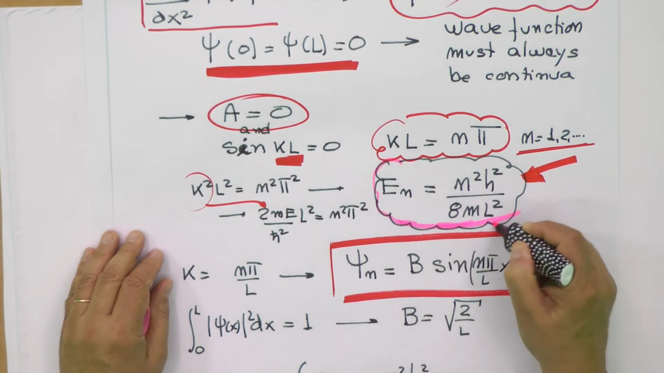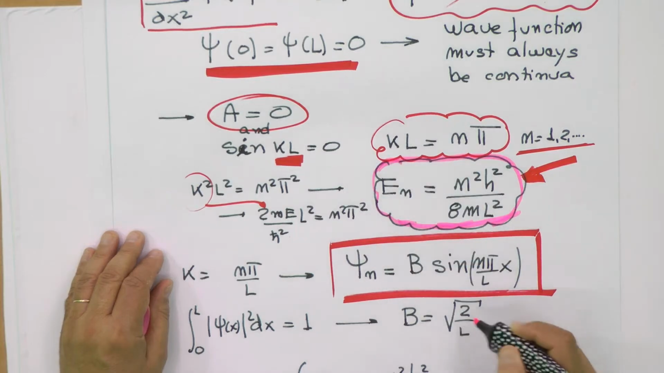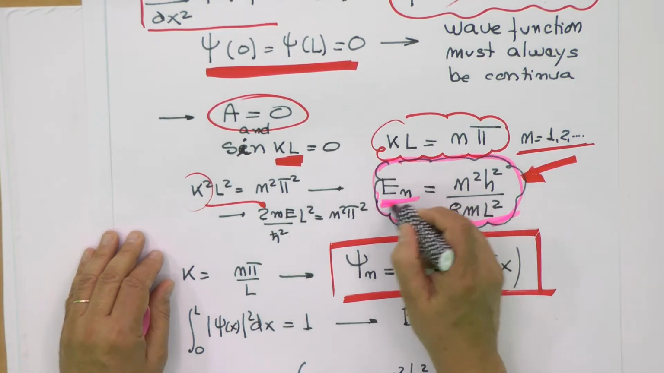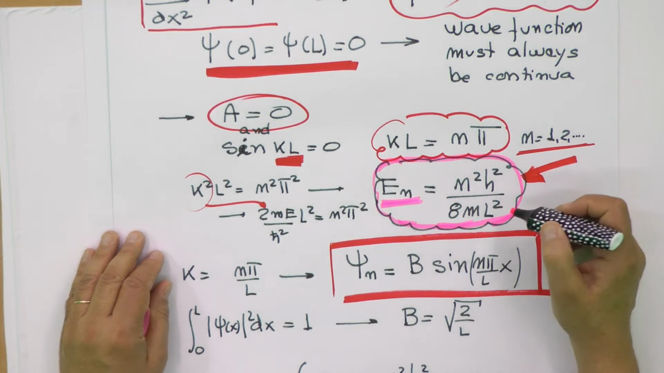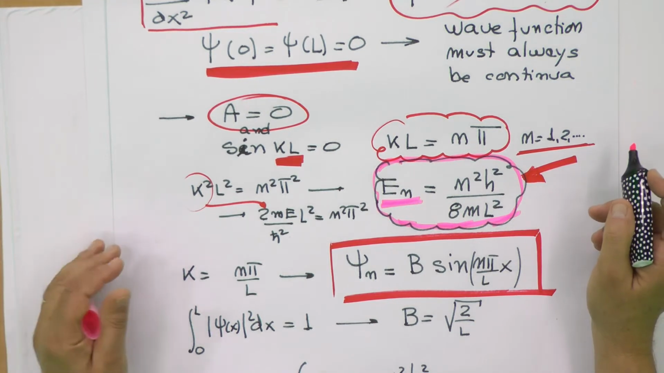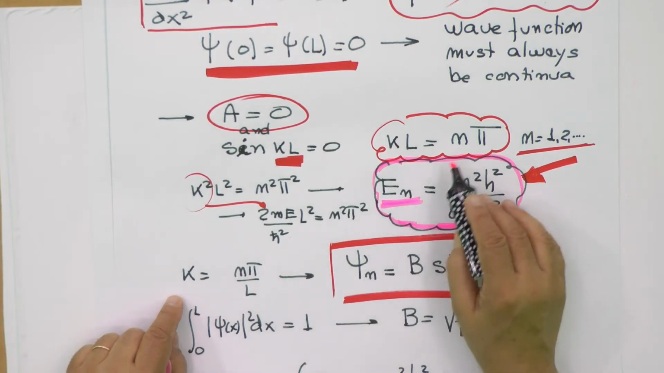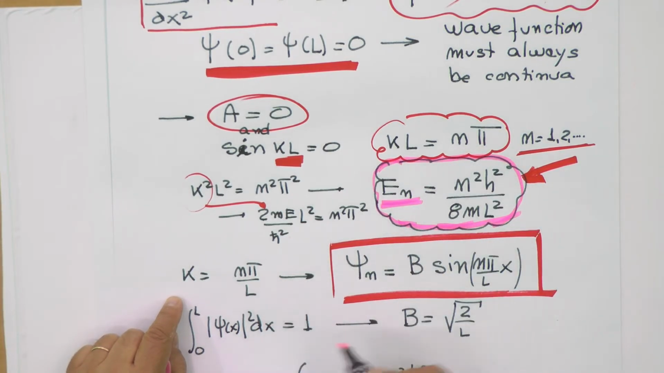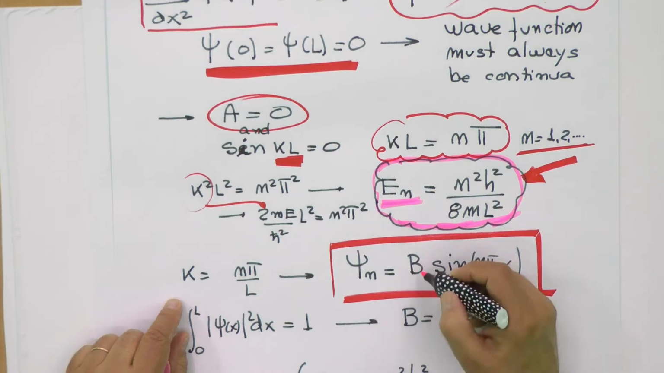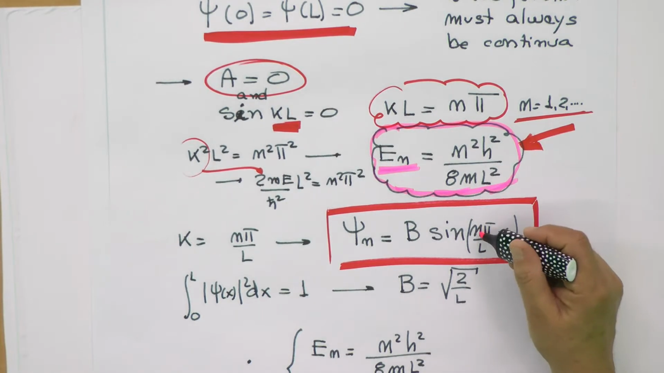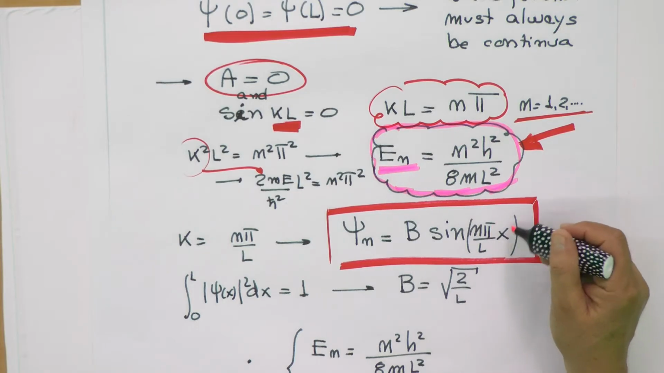My particle in a box, following quantum mechanics, cannot exist at any energy. It must have a discrete set of energies. And of course, for the solutions, we know that k has to be n pi divided by L. Therefore, the solution is b, which is a coefficient, times sine of n pi divided by L times x.